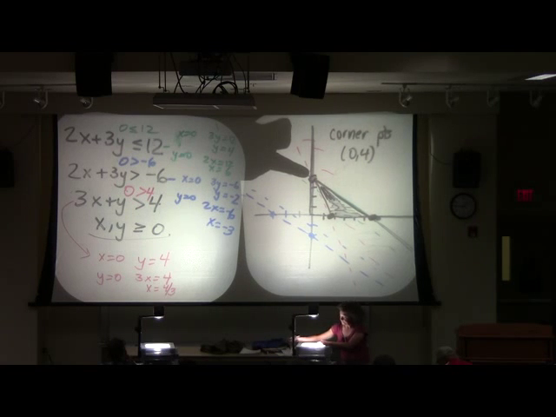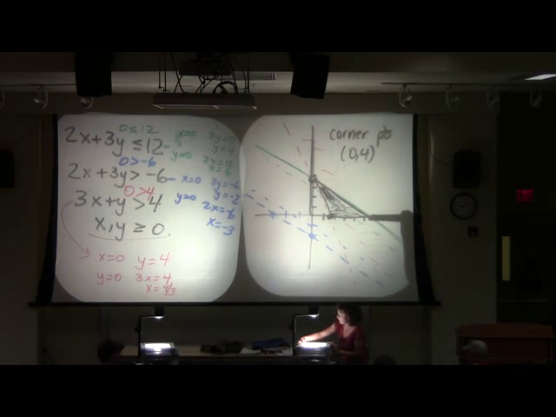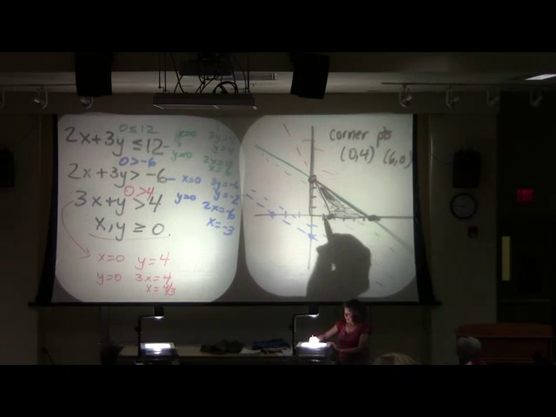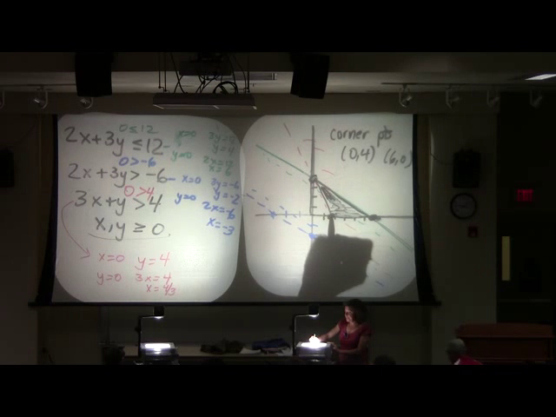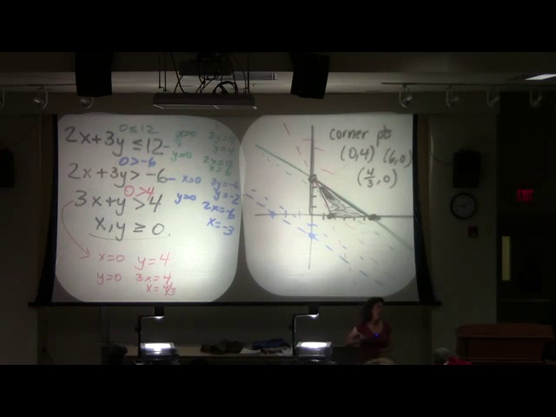You guys with me? I know this guy, because isn't this guy my x-intercept of my green line? What was the x-intercept of my green line? 6, 0. And I know this guy, because this is my x-intercept of my red line. And wasn't that 4/3, 0? All right. You with me? I promise you we're not doing this for nothing. We're going to go somewhere with this.